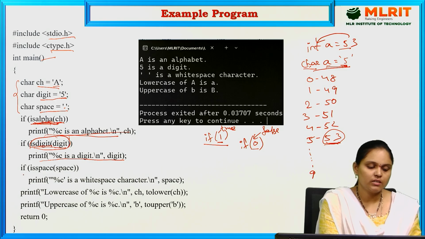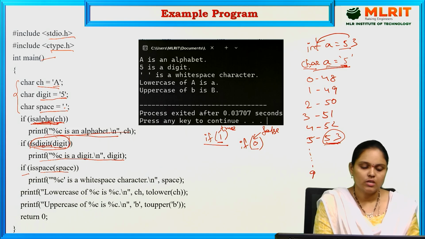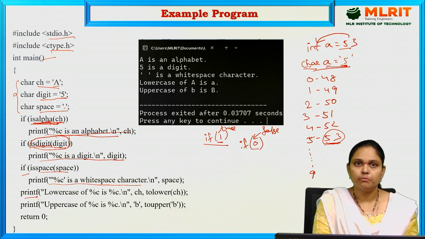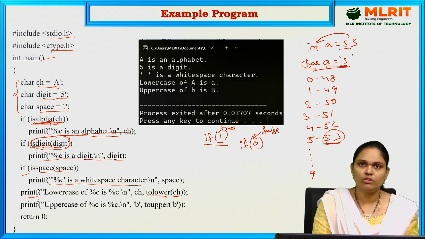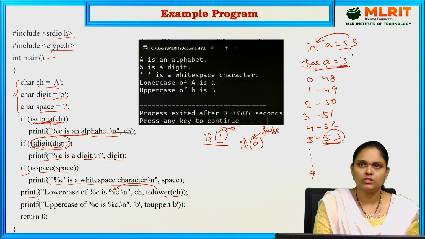And then next we are checking if isspace, whether that particular character is a space or not. If it is true, then we are telling it is a space. And the next statement we have is a printf statement, in which we are using tolower, which means we are converting the character in the ch variable into lower case by using the tolower function. So whatever character you have will be placed over this percent c.